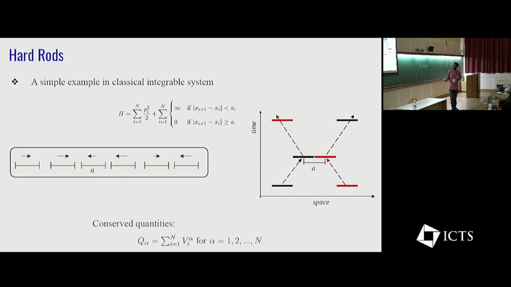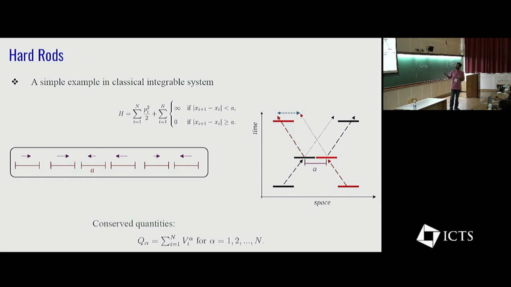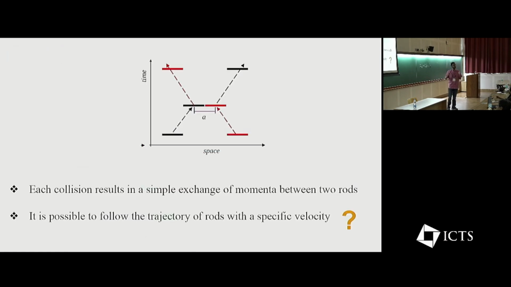Now if we look at the dynamics of these rods, if these two rods did not collide, the black one follows this dotted line and the red one also follows this dotted line in the non-interacting picture. But due to the collision, ultimately the red one goes here and the black one goes here. So upon one collision, the rod jumps over a distance a, which is equal to its length. As in each collision the momentum is only exchanged, it is possible to follow the trajectory of one particular rod with some specific velocity.